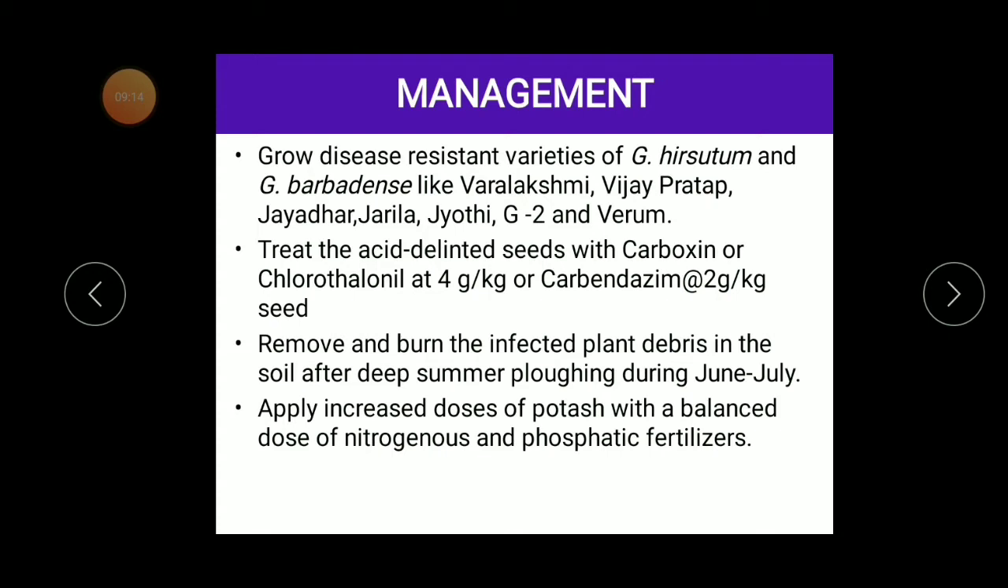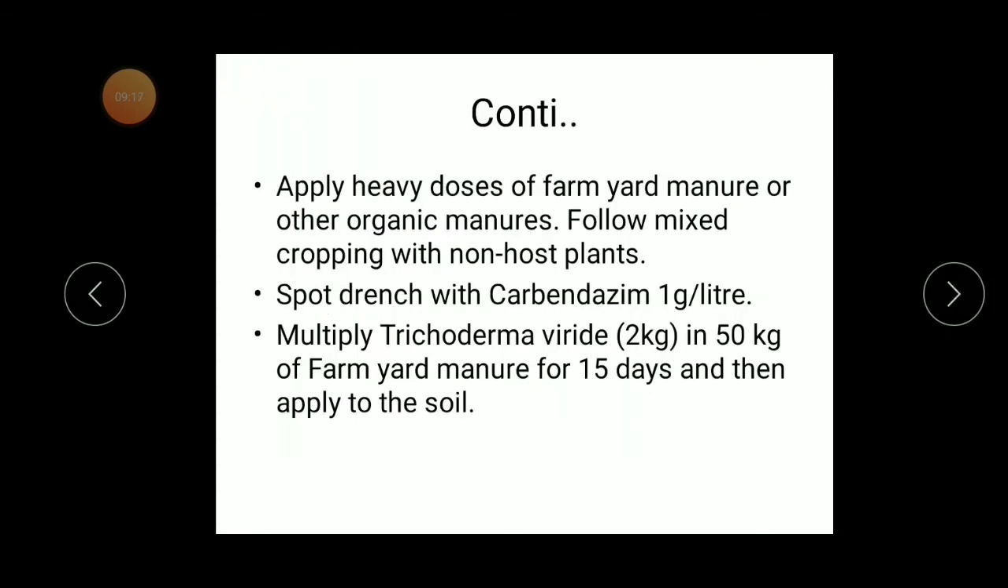The next management practices are, we can also apply heavy doses of farmyard manure or other organic manures, and follow mixed cropping with non-host plants. So in cultural practice, this will help to control the disease. We have to apply heavy doses of FYM and organic manure, and we can also do mixed cropping with non-host crops, so it can suppress the impact of the disease in the field. And also spot drenching with carbendazim 1 gram per liter of water will help to control the disease.